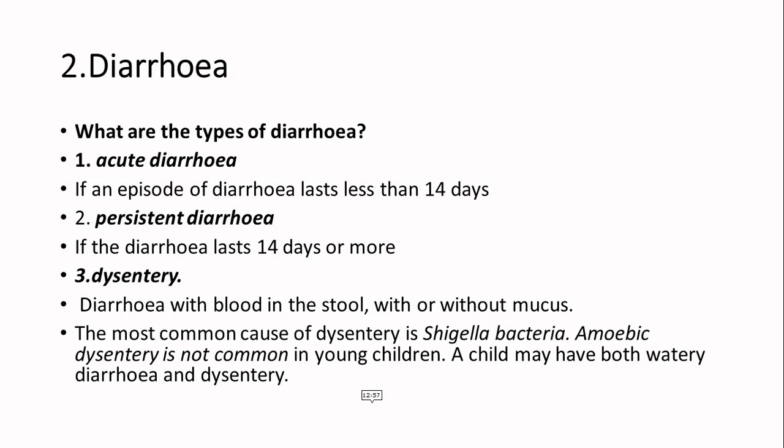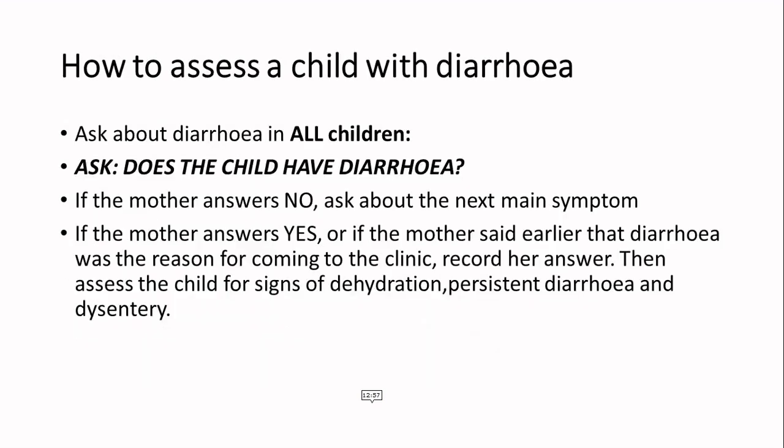How to assess a child with diarrhea? Ask about diarrhea in all children. Ask, does the child have diarrhea? If the mother answers no, ask about the next main symptom. If the mother answers yes, or if the mother said earlier that diarrhea was the reason for coming to the clinic, record her answer. Then assess the child for signs of dehydration, persistent diarrhea and dysentery.